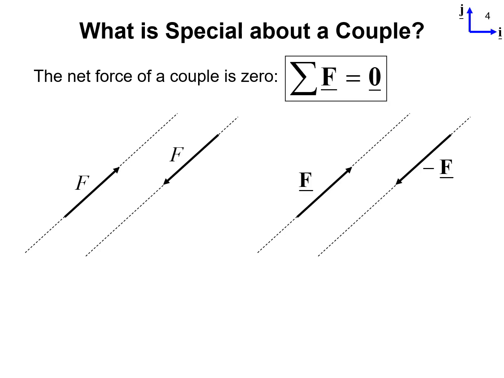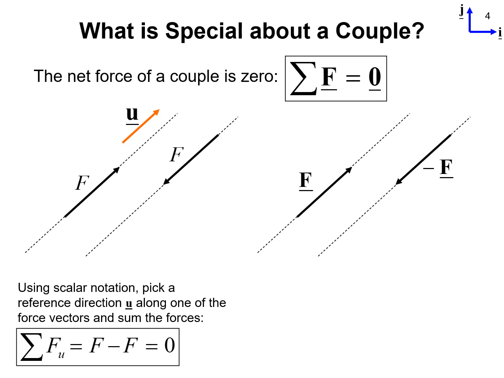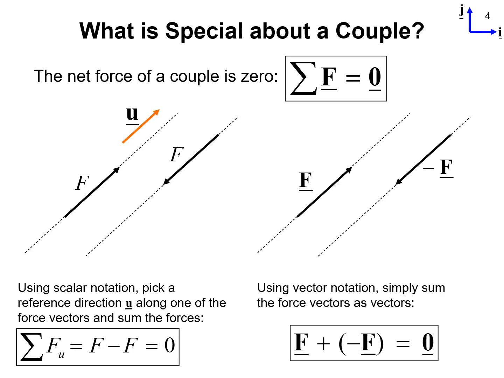Notice that a couple has a property that the sum of the forces of the couple is 0. If I use the scalar labeling system on the left, I'm going to make a unit vector called u, which is parallel to the left vector. I'm going to sum the forces in the u direction, and I get F minus F equals 0. On the right, using the vector notation, I sum the two forces: F plus negative F equals 0. So either way you do it, you find that a couple has a net sum of 0 force.